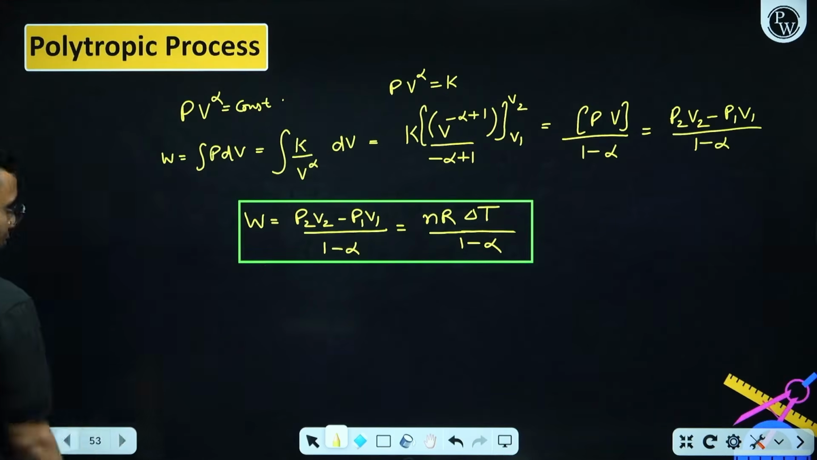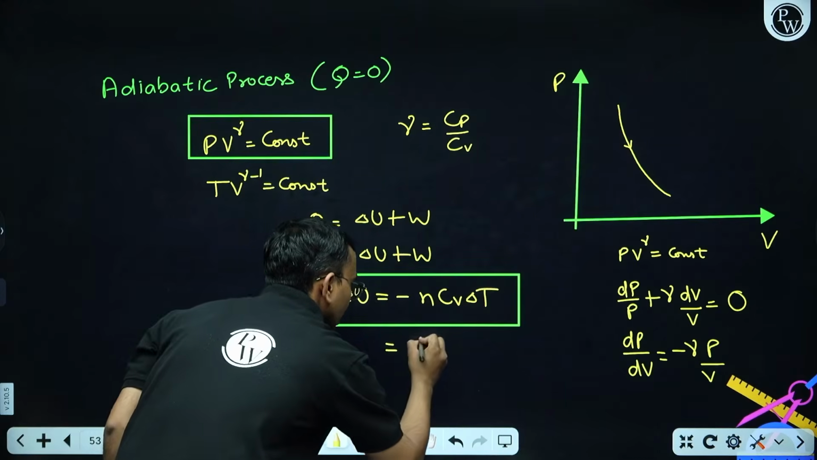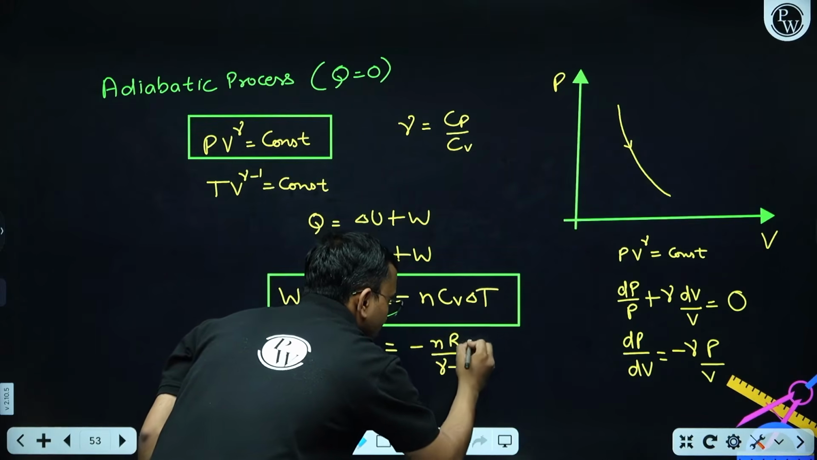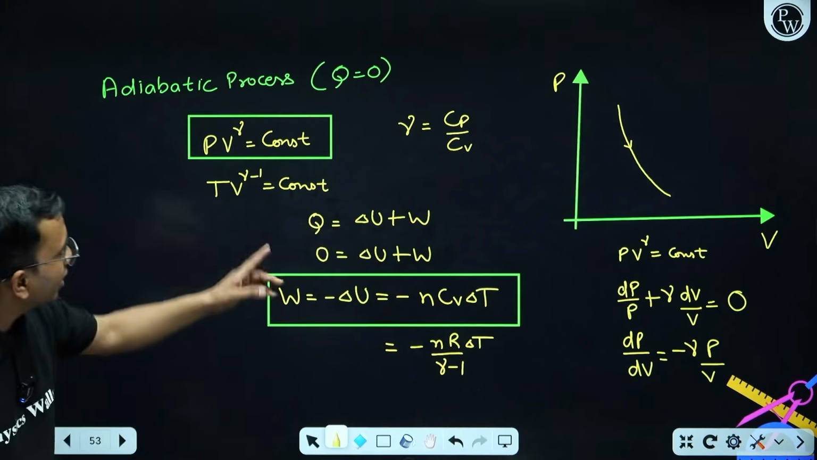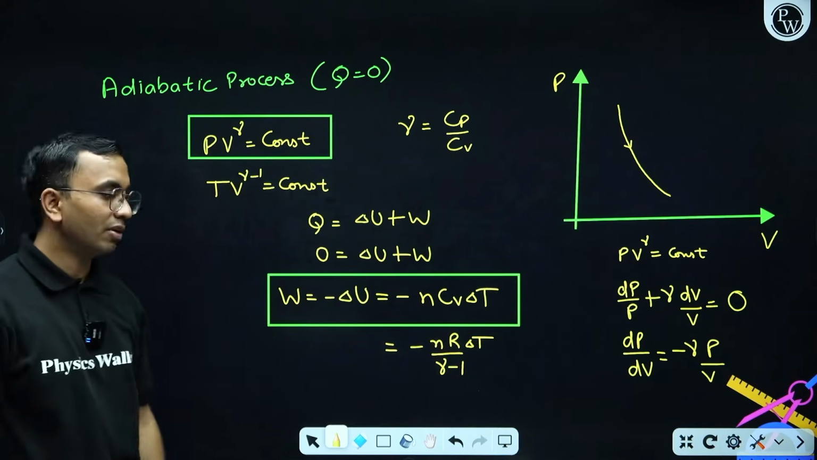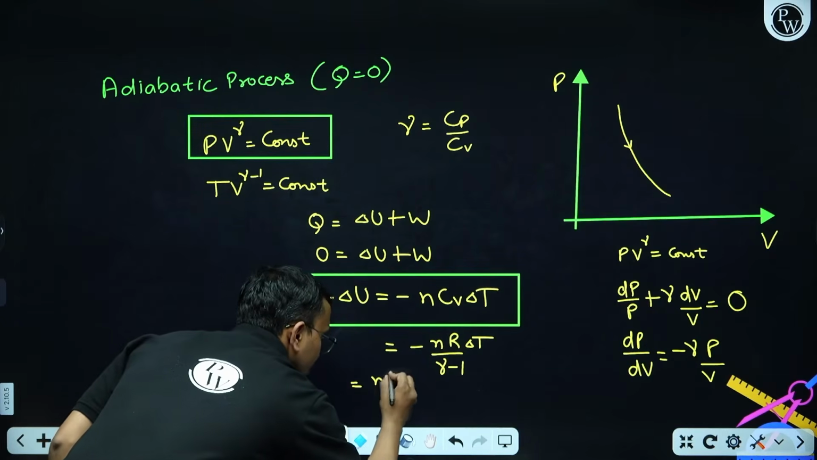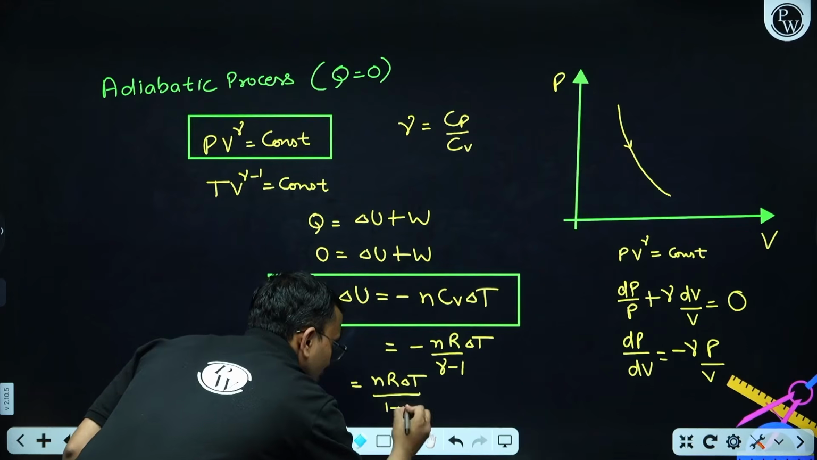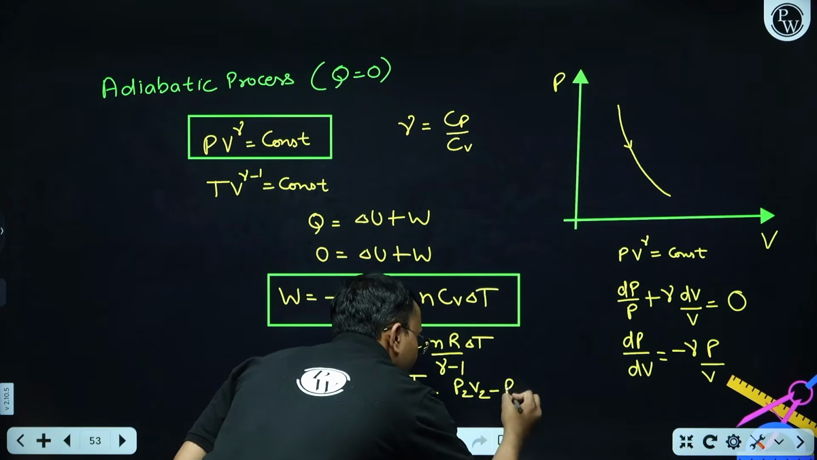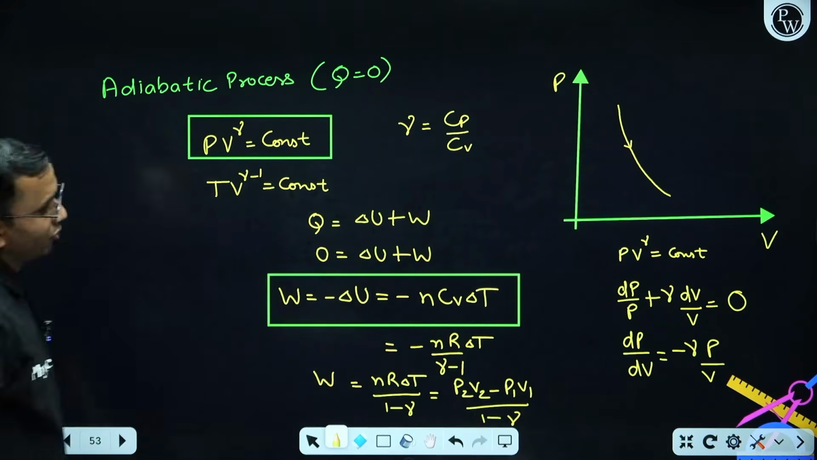Now if you see previously in the adiabatic process, our work done was this, and what was Cv? Cv is R upon gamma minus 1, and you may write this as 1 minus gamma. Here in place of alpha we are having gamma, so this will become nR delta T divided by 1 minus gamma. Or you can write it in terms of P and V: (P2V2 minus P1V1) divided by 1 minus gamma. You can write it like this.